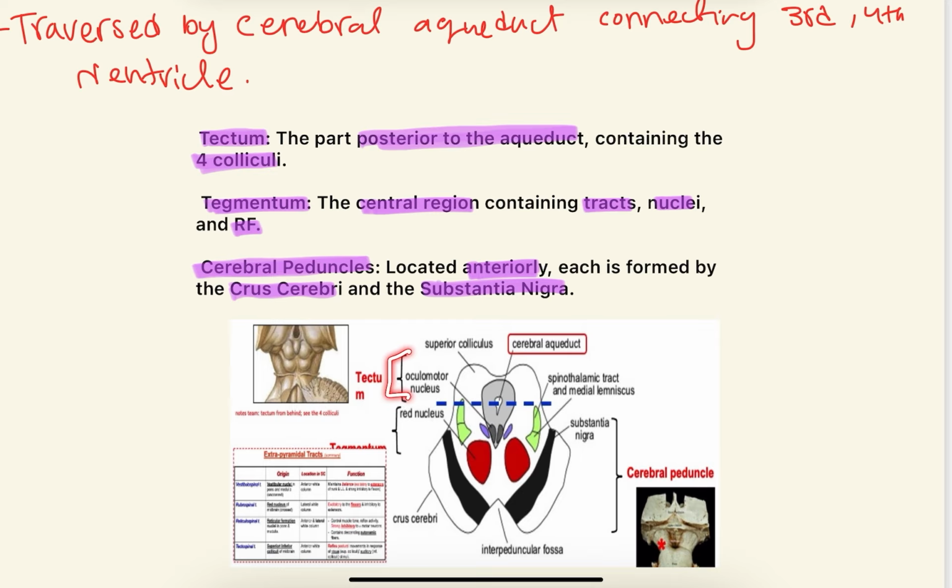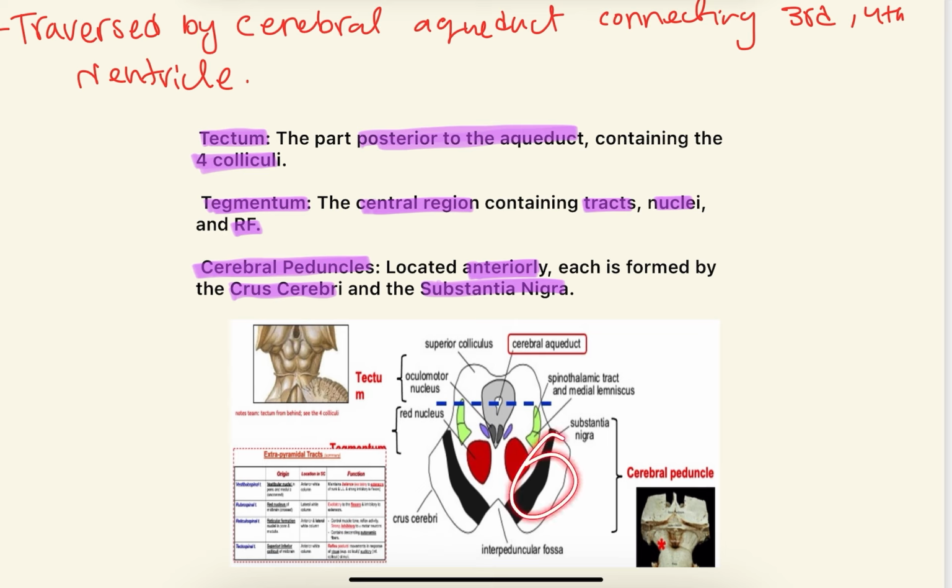So the tectum here is basically posterior to the aqueduct, and it has the four colliculi, the superior and the inferior. The tegmentum, on the other hand, is the central region. So it's like here in the center. It has the tracts, it has nuclei, and the reticular formation.